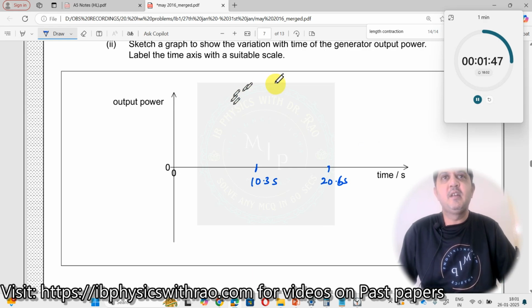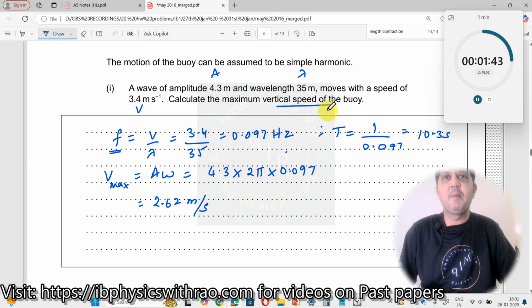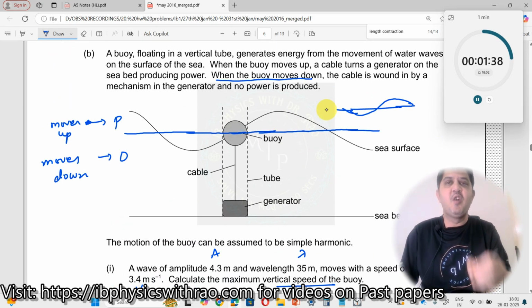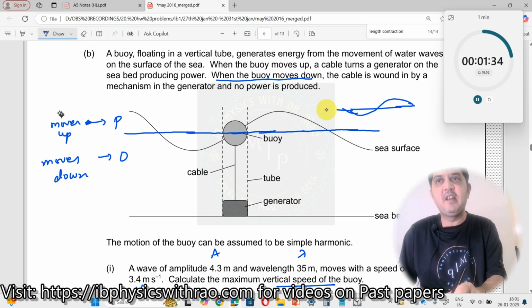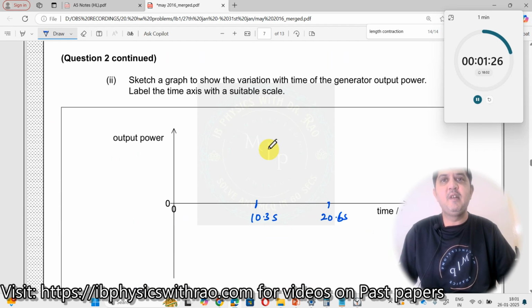Now it's asking you to find out the output power. Now how does the output power change? See, when this is a sinusoidal wave over here, output power should also be a sinusoidal wave. Now what does it say? Somewhere we have written here, right? When it moves upwards, there is a power. When it moves downwards, there is zero power. So if it is a sinusoidal wave, then we will write it like this.